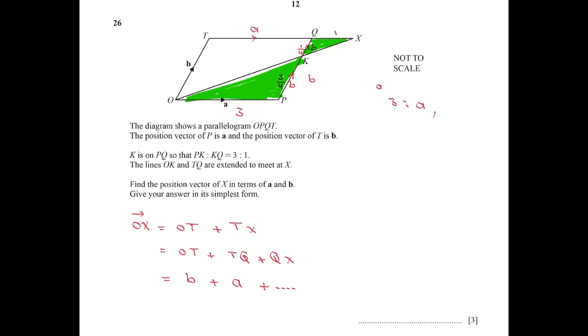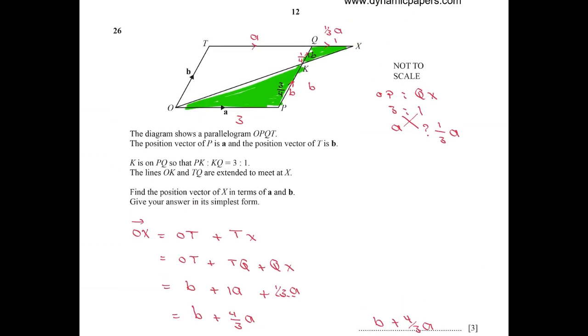OP to QX should be 3 to 1. The value of OP is A. We find the value of QX by cross multiplication, which gives 1 times A over 3, so QX is equal to 1 over 3 A. Now the vector OX in terms of A and B will be B plus, adding like terms, 1A plus 1 over 3 A, which is 4 over 3 A. This is the final answer: B plus 4 over 3 A.